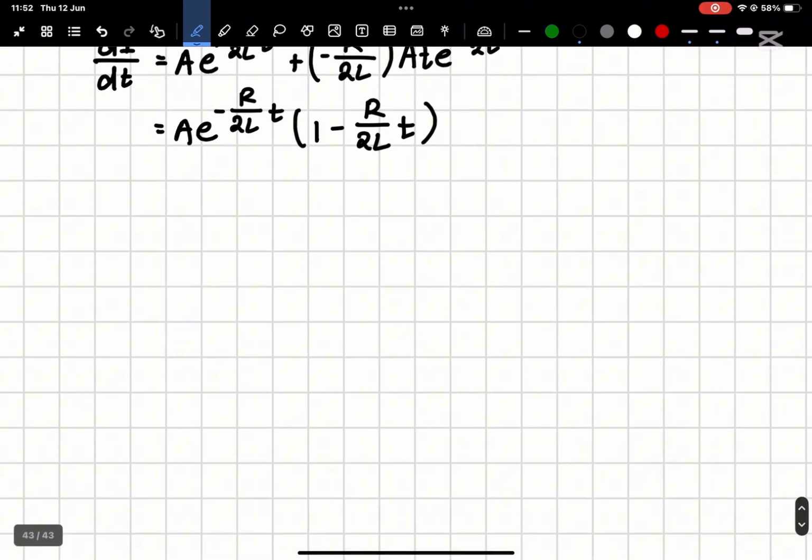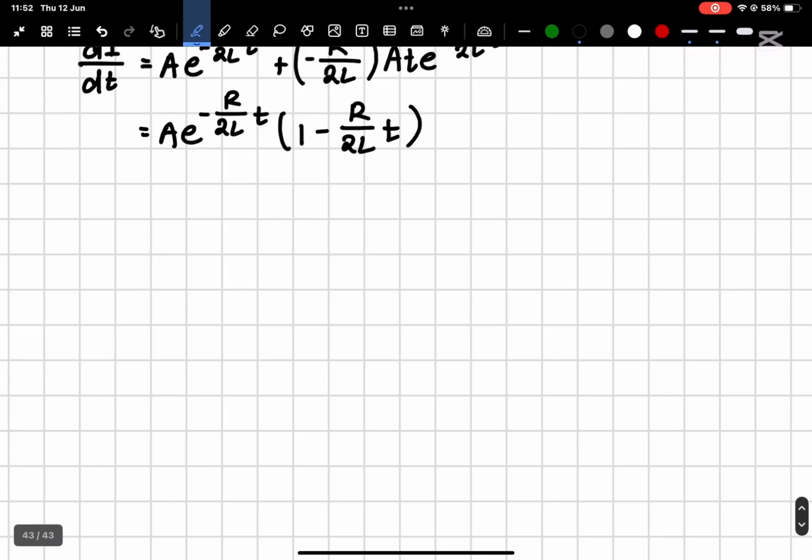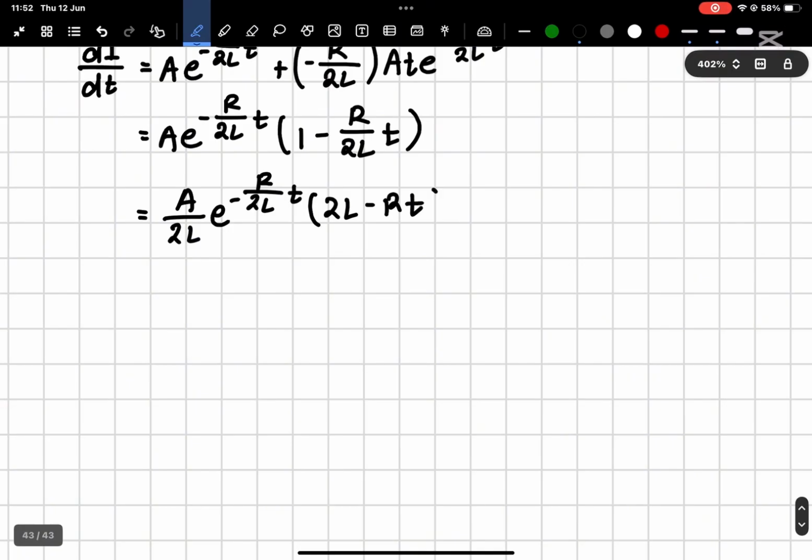Or actually, you can make it even simpler by removing the denominator. So you can remove the denominator by taking out A over 2L, because it's a constant. A over 2L, e^(-R/2L t). When you divide 1 by 1 over 2L, you times it by 2L. So you get 2L minus Rt. Yeah, even simpler, I think. Okay, so this is your di/dt term.